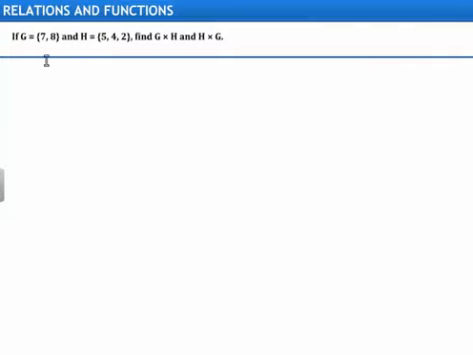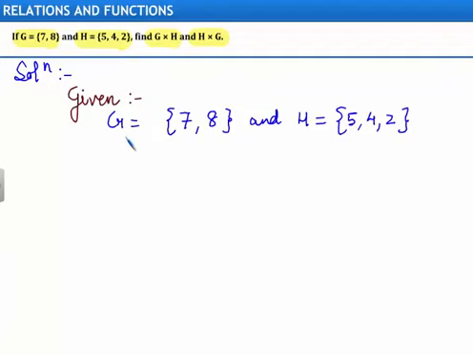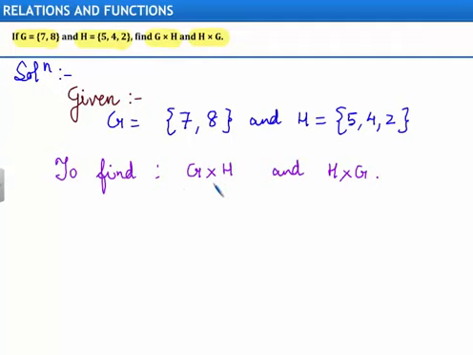So with this we come to the end of the solution of this question. In this question, it is given that the set G = {7, 8} and the set H = {5, 4, 2}. You have to find G cross H and H cross G. Let us begin the solution for this question. Here we have to find out G cross H and H cross G.